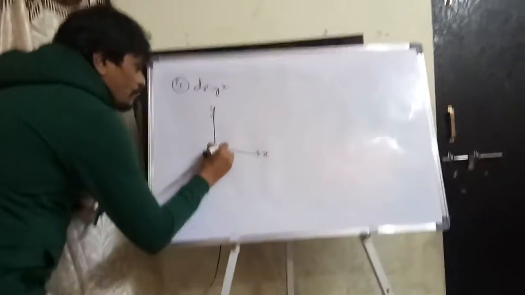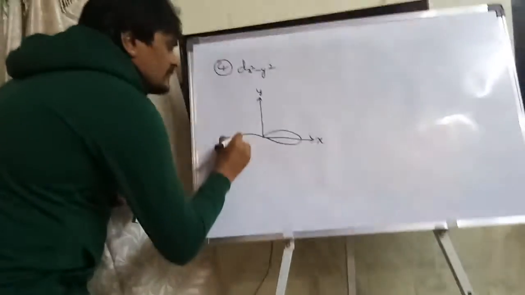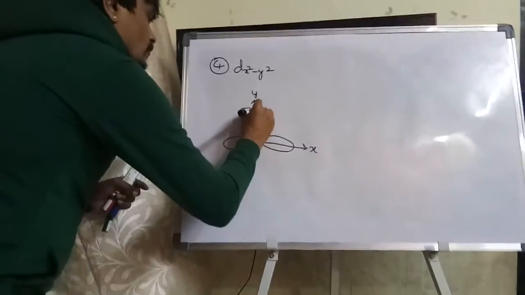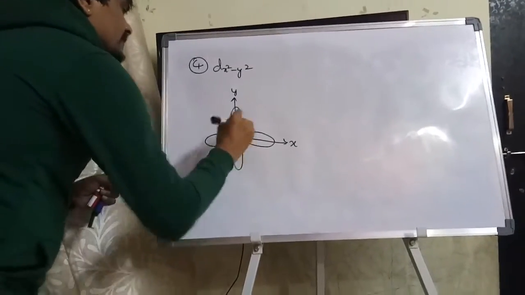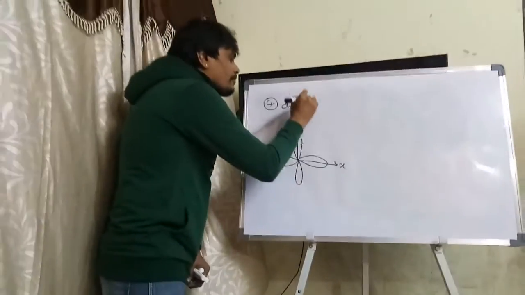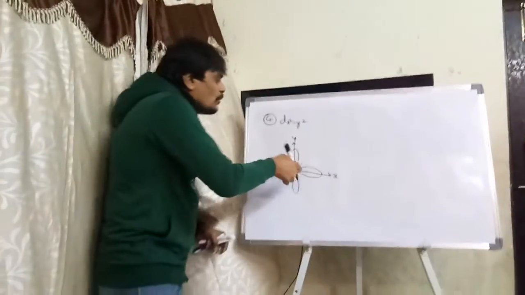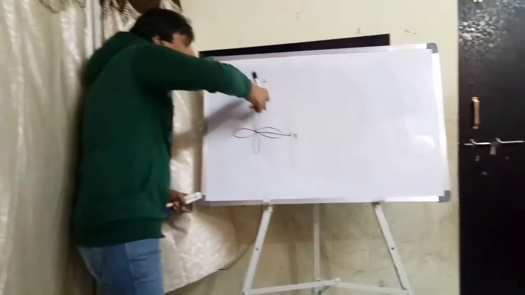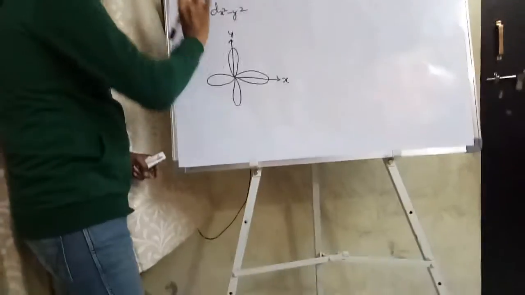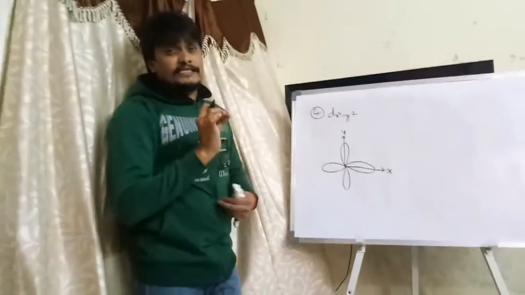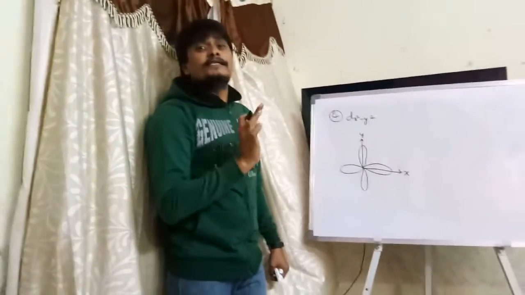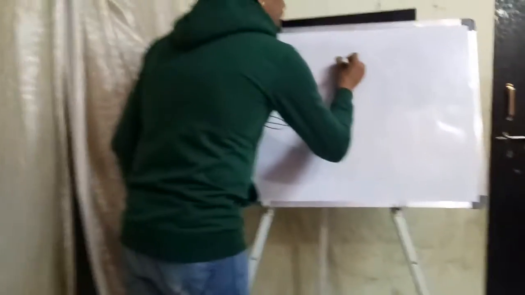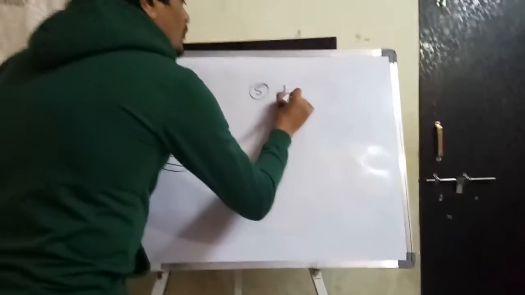Now if the lobes are placed along the x-axis and y-axis, then it is called dx square minus y square. If one lobe is placed along the x-axis and another lobe is placed along the y-axis, then such a d orbital is called the dx square minus y square d orbital.